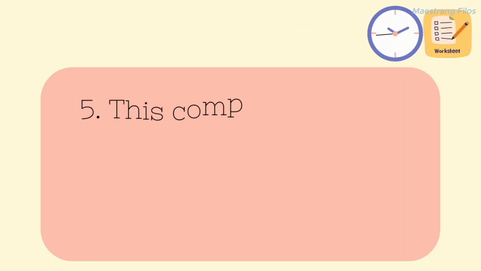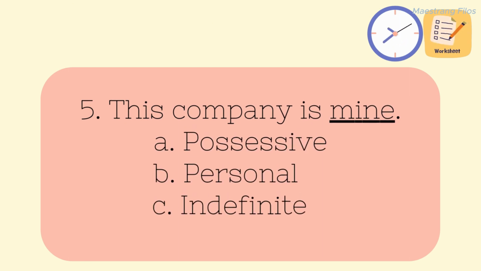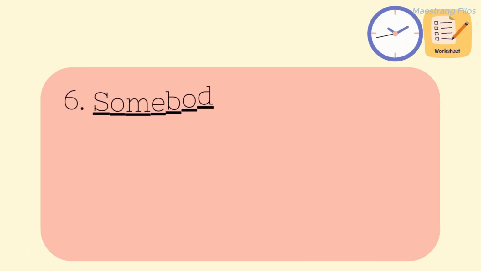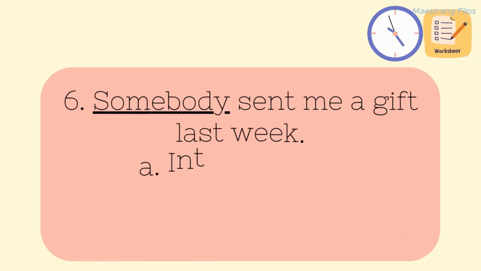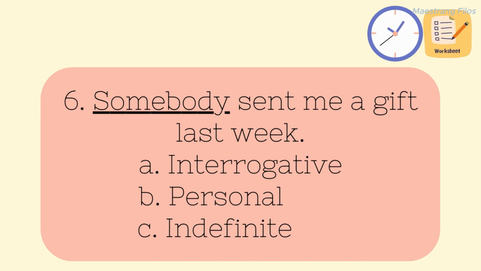Number 5. This company is mine. The underlined word is mine. What type of pronoun is this? A. Possessive. B. Personal. C. Indefinite. Number 6. Somebody sent me a gift last week. The underlined word is somebody. What type of pronoun is this? A. Interrogative. B. Personal. C. Indefinite.